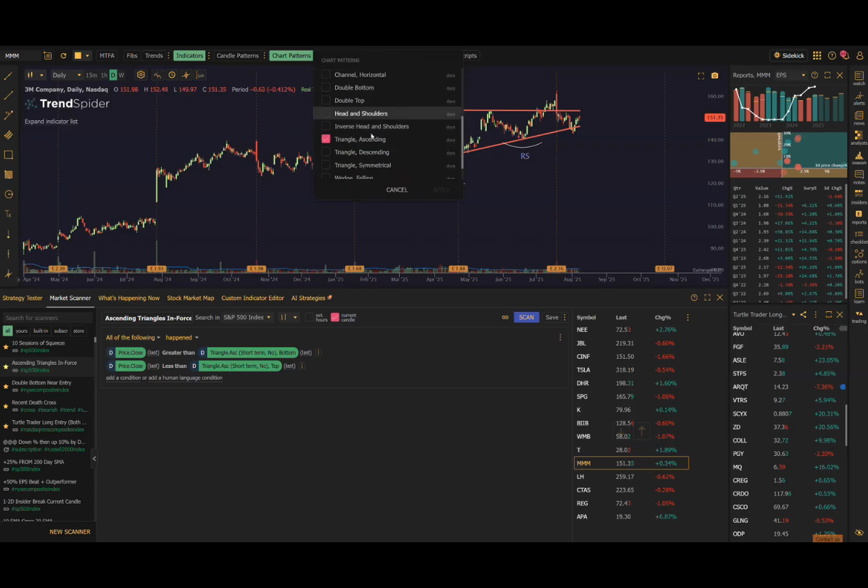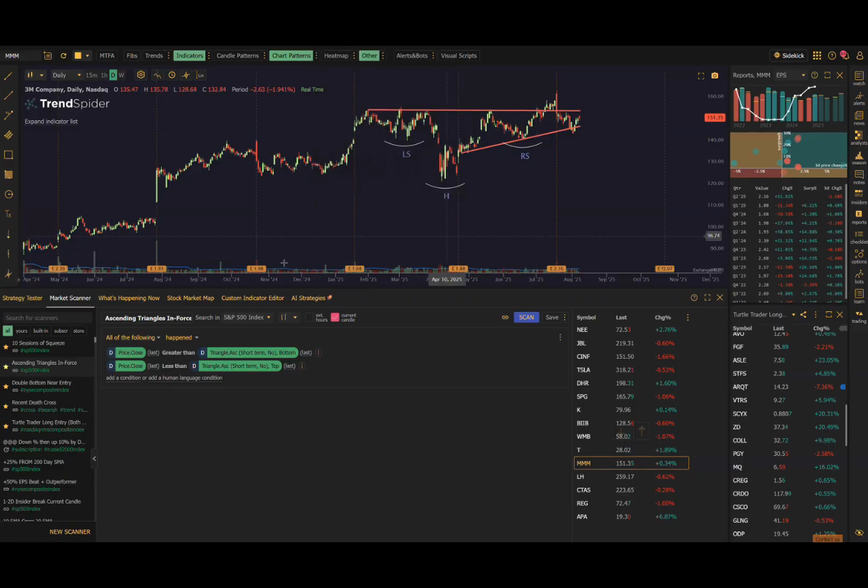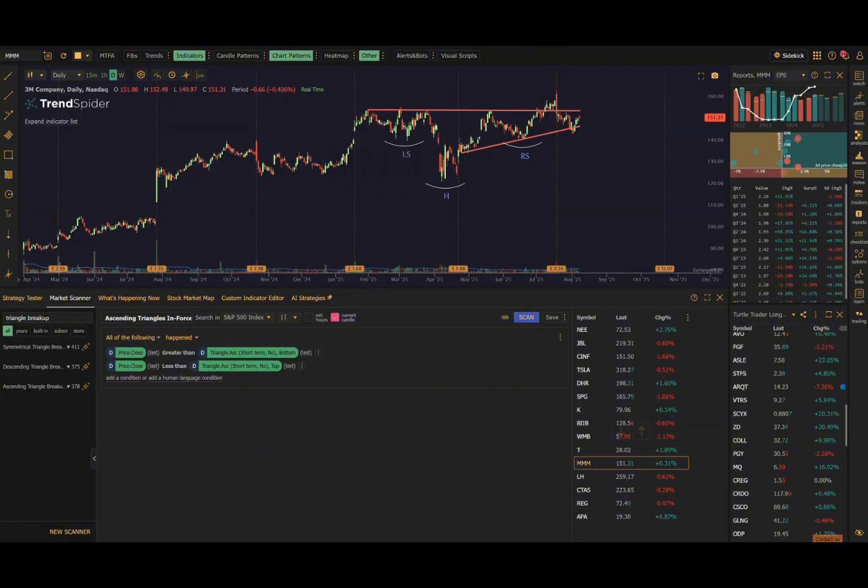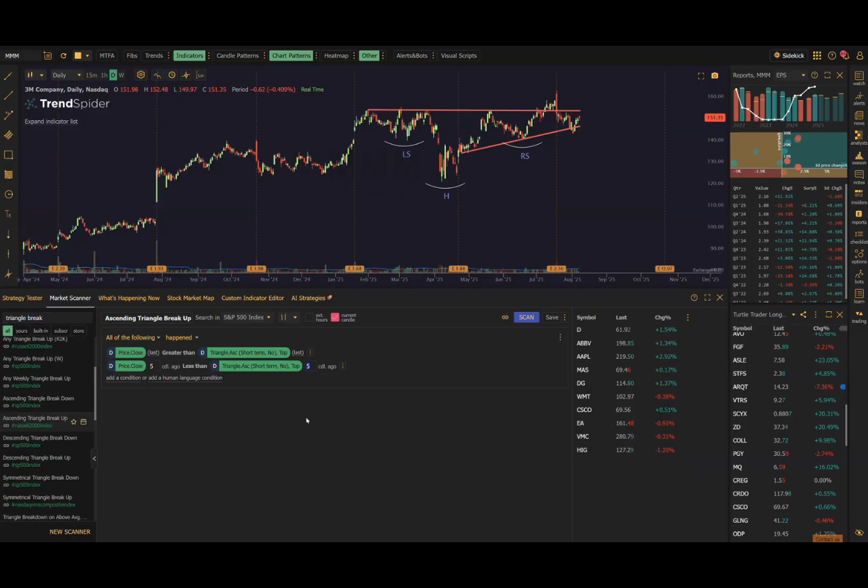And all these that are up here can be put into the market scanner down there, including wedges and all that stuff. And not only that, if you just type triangles, because we have all these scanners pre-built for you guys, you really don't even have to build any. We have a breakup triangle scanner as well. See if I can find it. Any triangle breakup. I'm looking for ascending triangle breakup.